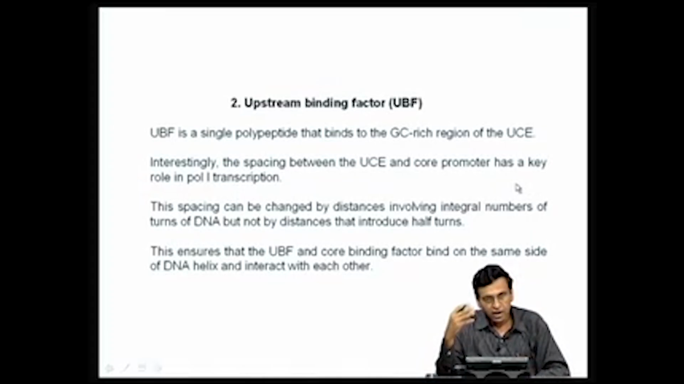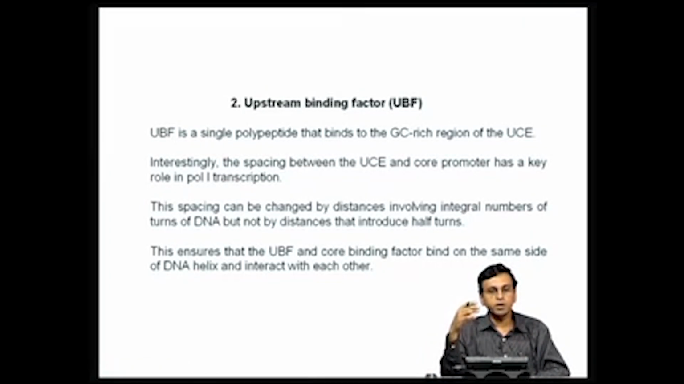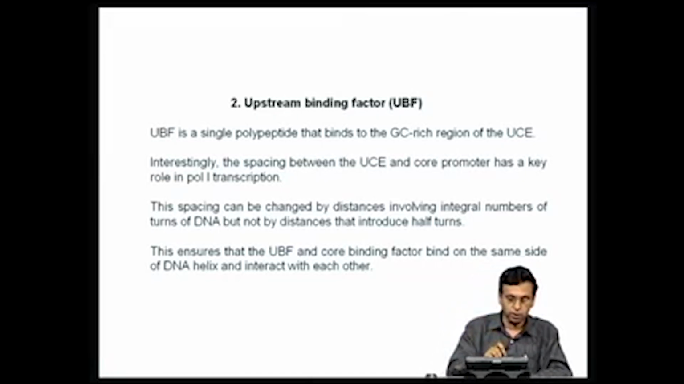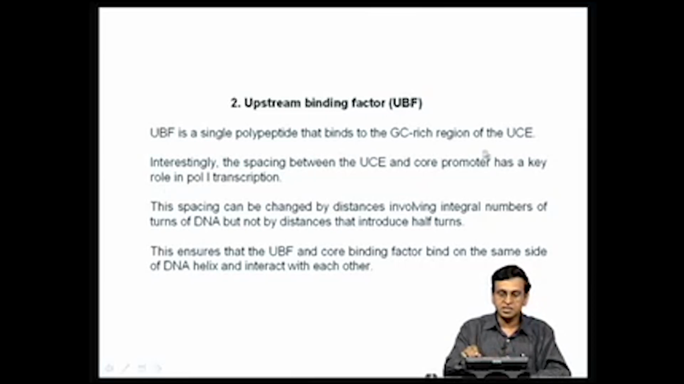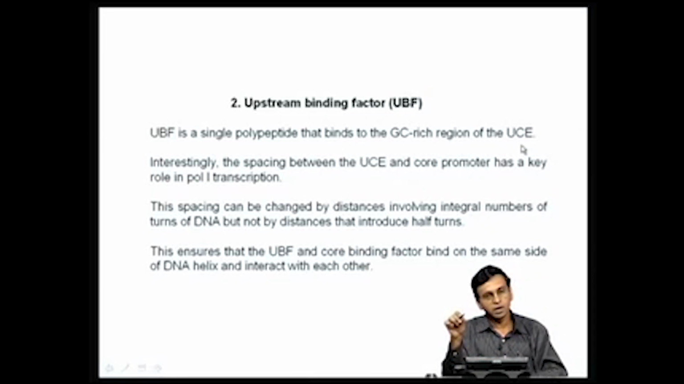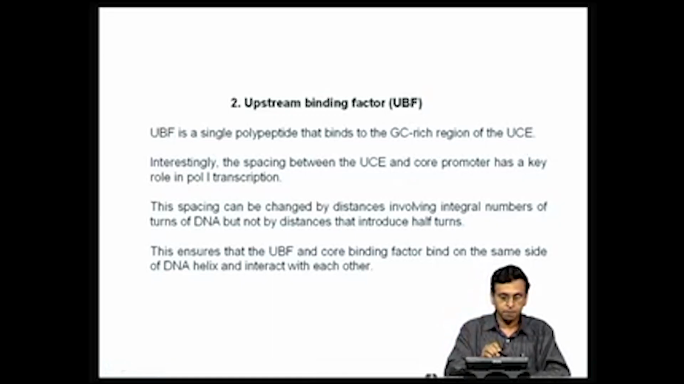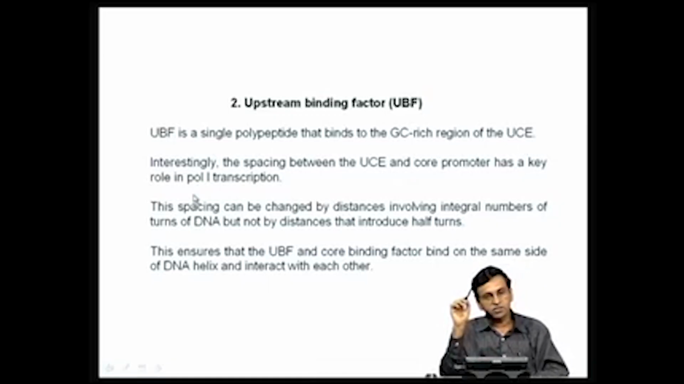Okay. The second important transacting factors are called the upstream binding factors or UBF, which actually interact with the UCE region of the Pol I promoter. Now, UBF is a single polypeptide that binds to the GC rich region of the upstream control element, the UCE, of the Pol I promoter. Interestingly, in addition to this core promoter and UCE, the spacer between the UCE and core promoter plays a very important role in Pol I transcription.